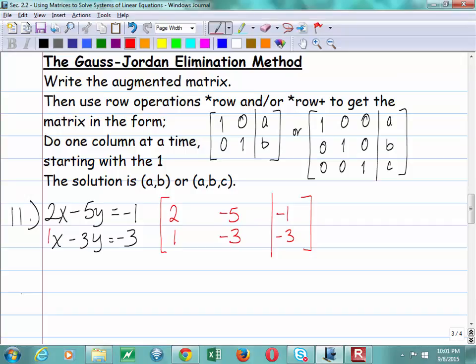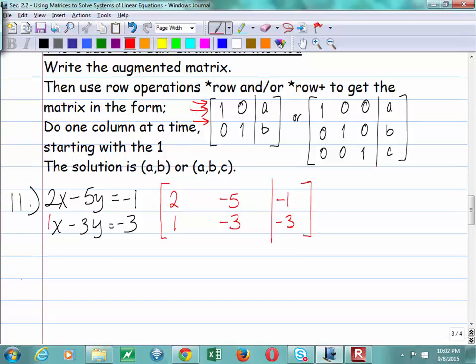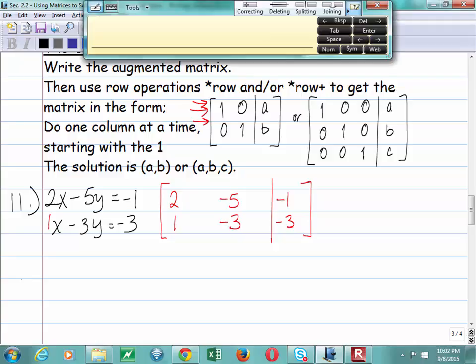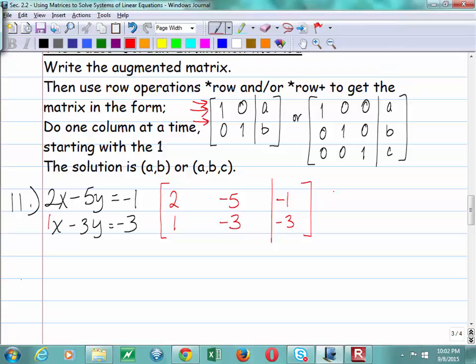Okay, so we basically want our answer to look like this. So that means that we want to start by making a 1 to land in the first row, first column. So in this case, the easiest way to do that would be to just swap the two rows. And that way we would have a 1 in the first row, first column. So we're just going to swap row 1 with row 2.